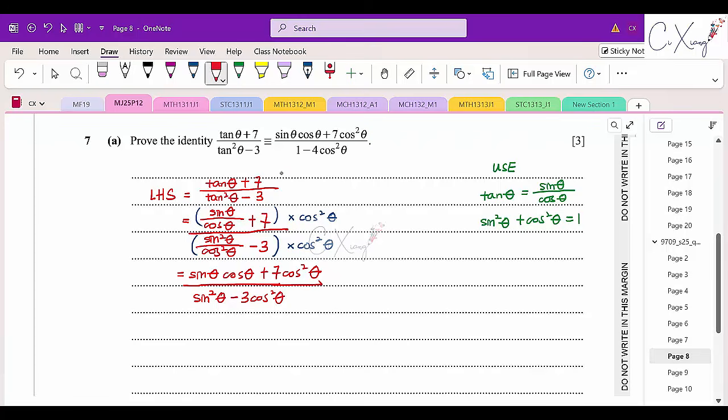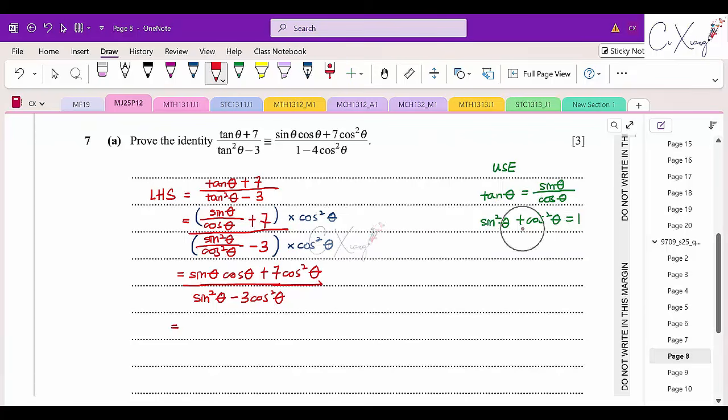Right, so from here you can see that we are one step closer to the answer on the right hand side, because now our expression has only sine and cos, and their answer also only has sine and cos. So let's compare our answer with the answer on the right hand side. On top we have sine cos plus 7 cos squared, so our numerator is exactly the same. For the denominator, you can see 1 minus 4 cos square theta, but we have sine square here. So how can we make the sine square disappear in the denominator?